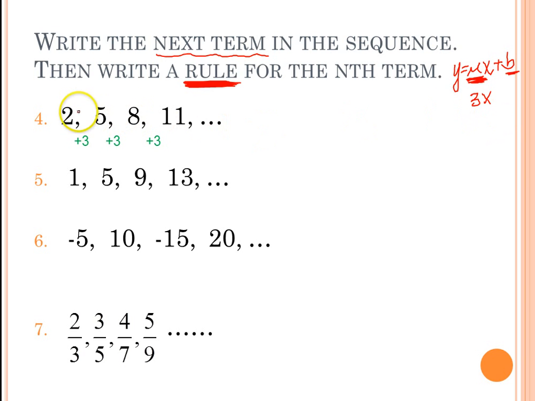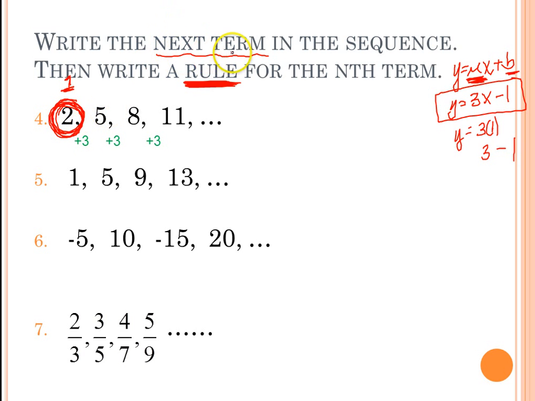Now, the second thing you need to make sure you do for your rule is where do you start? I need to start at 2. My first term is 2. Right now, if I just have y equals 3x, if I plugged in a 1 for my first term, I would get a 3. But when I plug in a 1, I need to get a 2. So how do I turn that 3 into a 2? I need to subtract 1. So my function is going to be 3x minus 1. I need to subtract 1 to make that 3 turn into 2 at term 1.